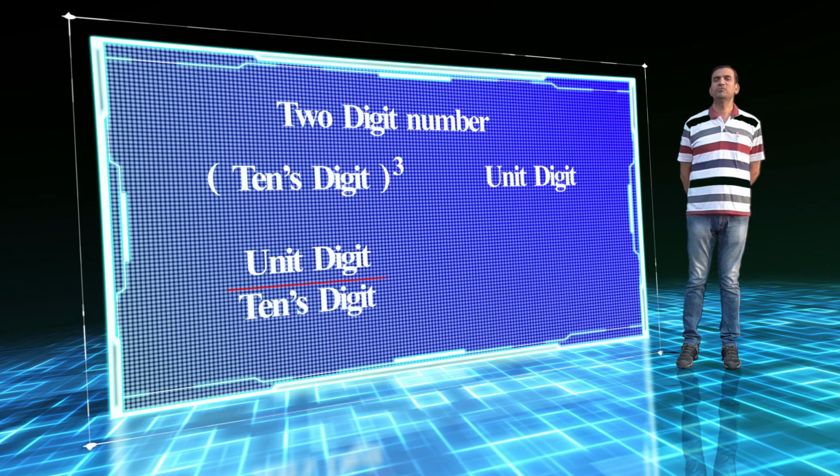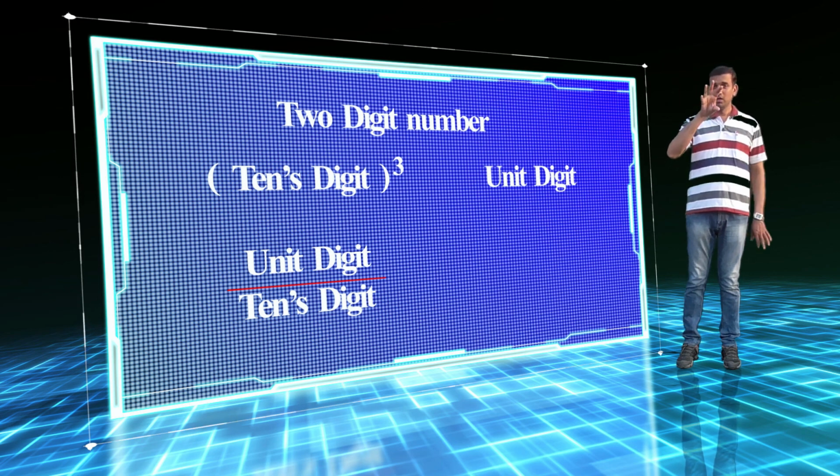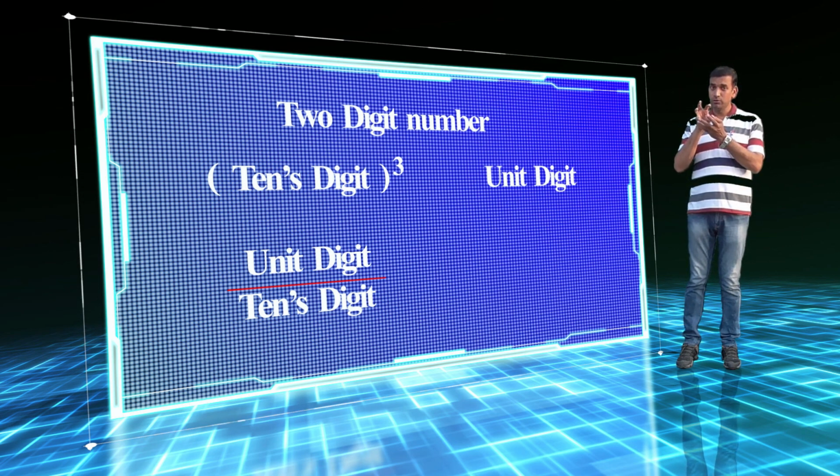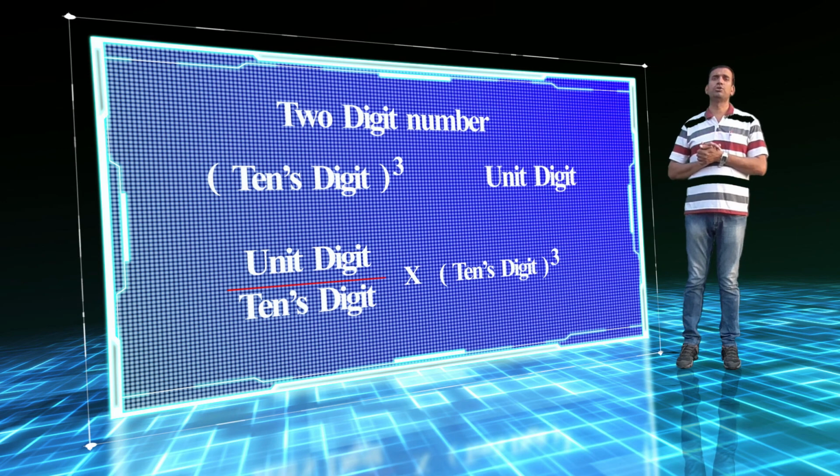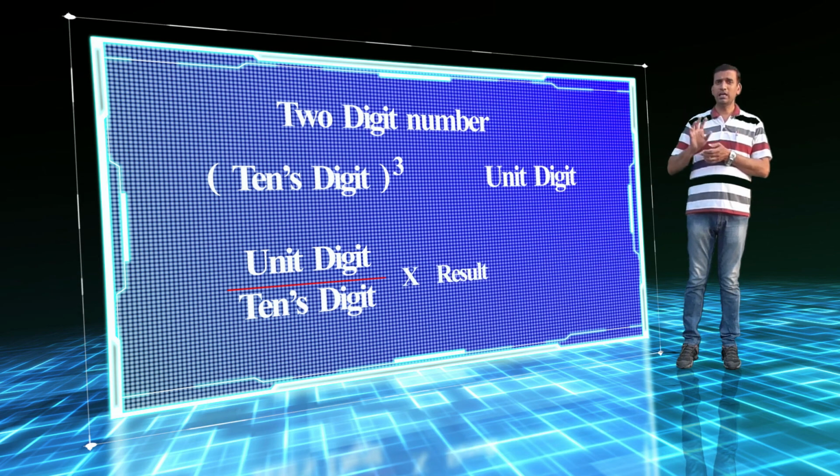So you got the ratio. Now that cubic value should be multiplied by this ratio. Whatever result you have, again multiply with the ratio. Again, whatever result you have, multiply with the ratio. So write down 3 times in this way.